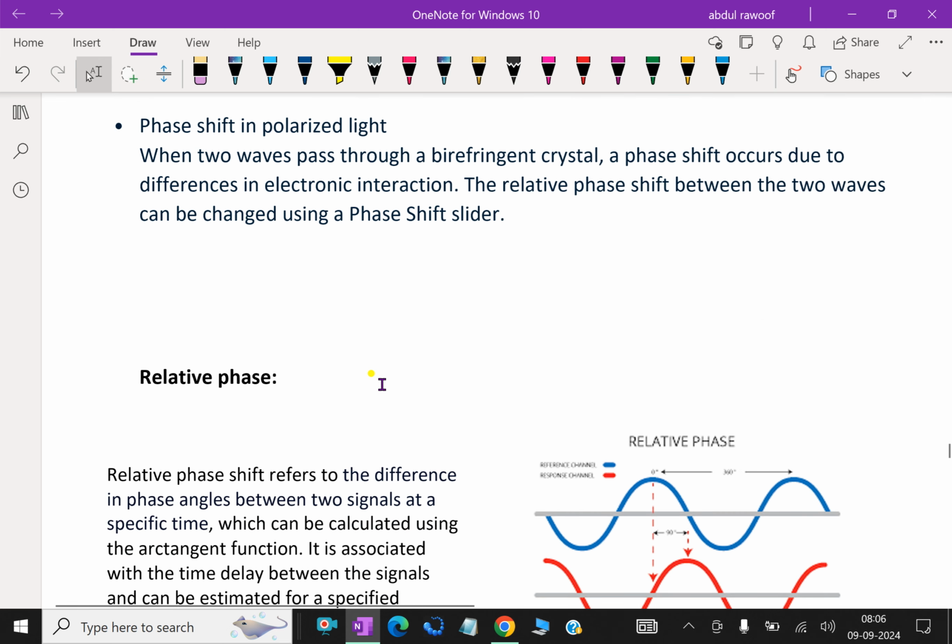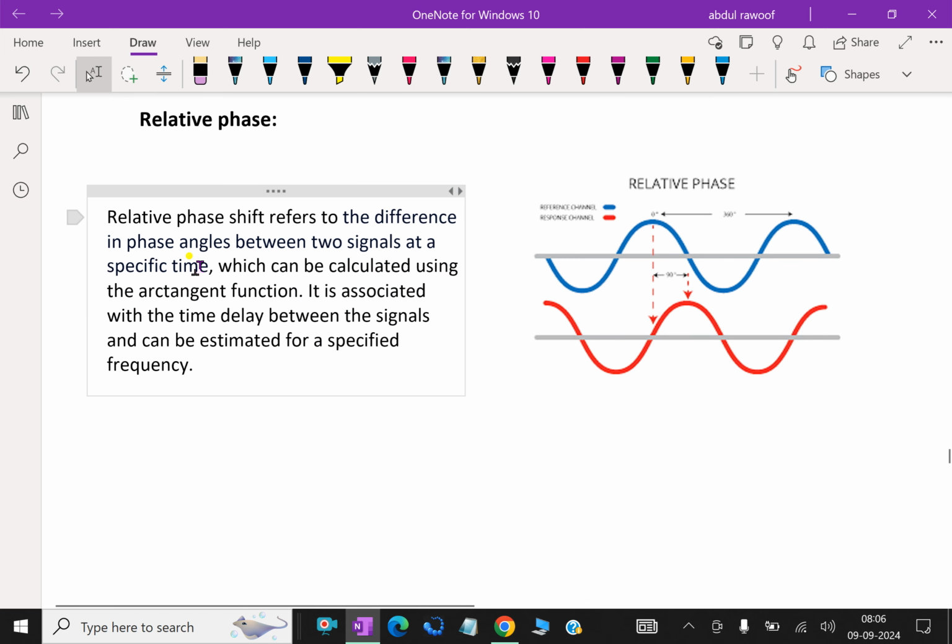What is relative phase? The relative phase shift refers to the difference in phase angles between two signals at a specific time, which can be calculated using the arctangent function. It is associated with the time delay between the signals and can be estimated for specified frequencies. Look at this figure, relative phase here. These two things together form a relative phase.